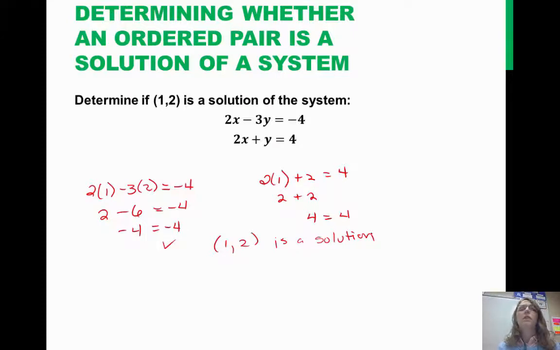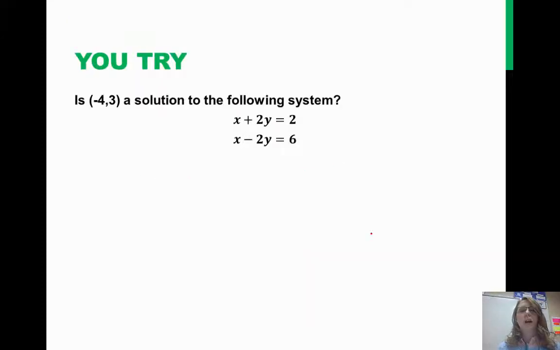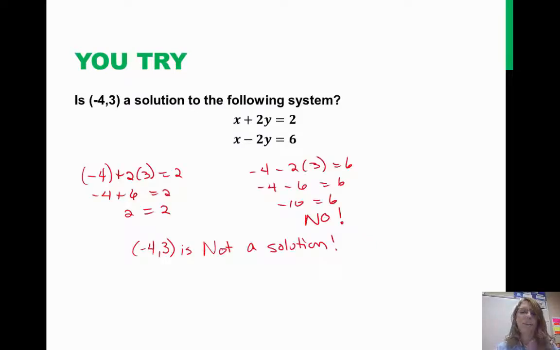Okay? Now I want you to take a time to pause the video and try it on your own and come back and check your work. Okay, in this one, we found that it works for the first line, but not for the second line. So therefore, (-4, 3) is not a solution to the system. It has to work for both in order for it to be a solution of a system.